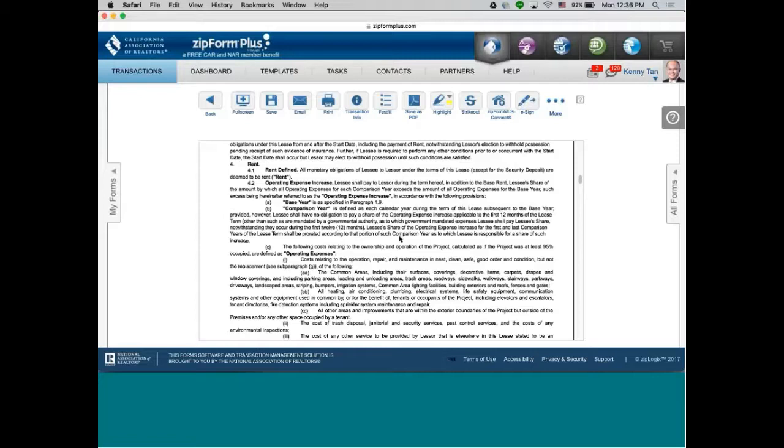If you sign like a 5-year lease, right? In the last year, your lease will probably end, I don't know, maybe in the first half of the year. So for the first and the last year, it's prorated because you don't occupy the full 12 months. Okay.